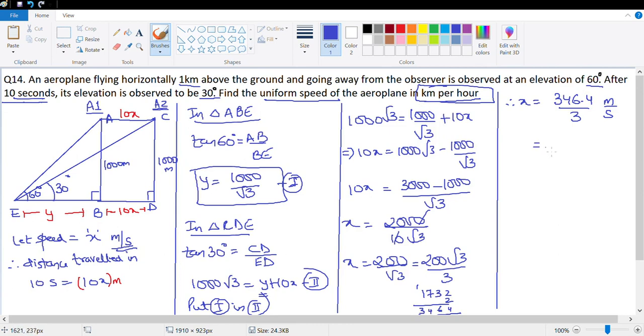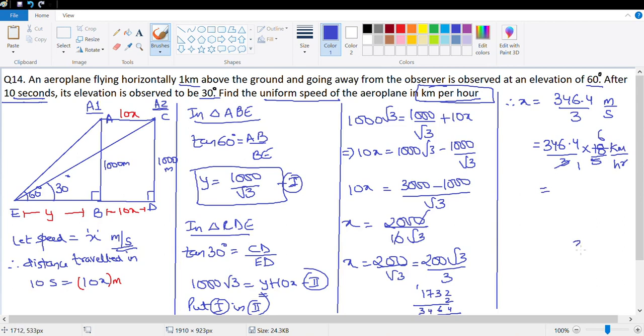Let me calculate this in kilometer per hour, which means for that I will have to multiply it with 18 upon 5. Right, because this is the conversion of meter per second into kilometer per hour. This will now get converted into kilometer upon hour. So 3.6 is 18 upon 5, so that's 346.4 into 18 upon 5. Now I'll have to divide and multiply.